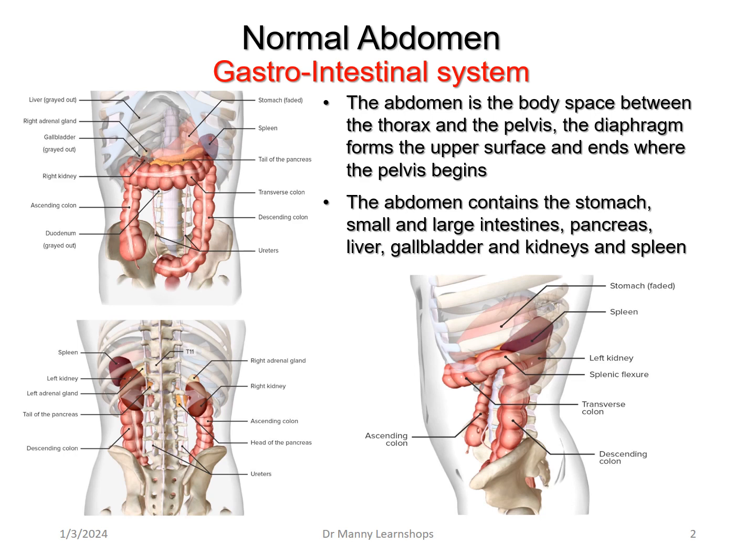Now the abdomen is the body space between the thorax and the pelvis. The diaphragm basically is the dividing area, and it forms the upper surface, and the abdomen ends where the pelvis begins. Now the abdomen contains the stomach, the small and large intestines, the pancreas, the liver, the gallbladder, the kidneys and the spleen.